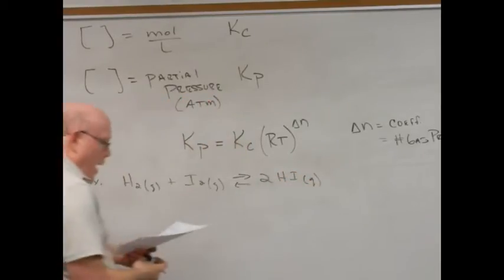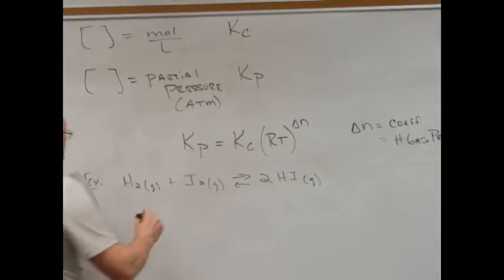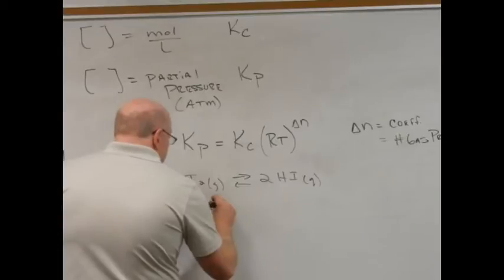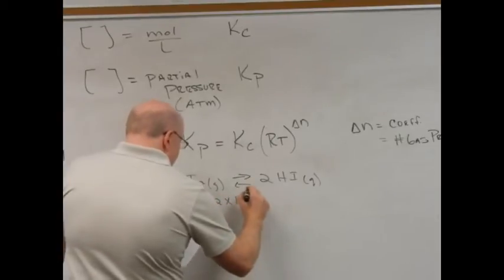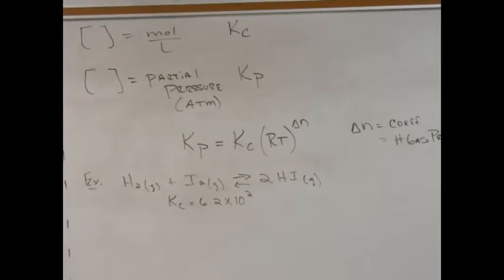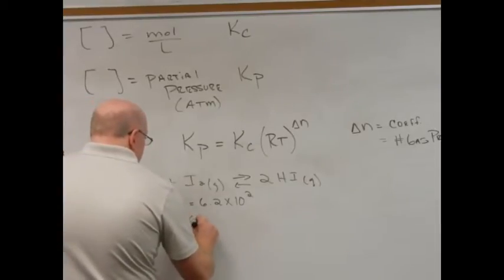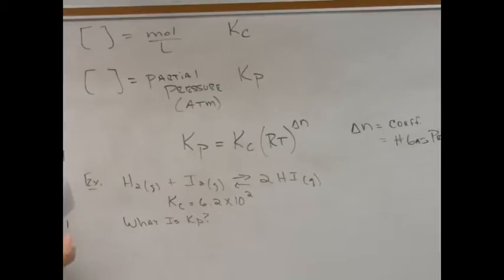So here you have an all-gas reaction. They tell you that the Kc for the reaction is 14.3. They measured everything in moles per liter, and that's the equilibrium constant they got. They want to know what the Kp is. So we can use the expression.